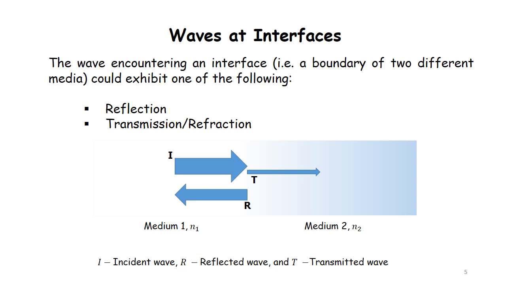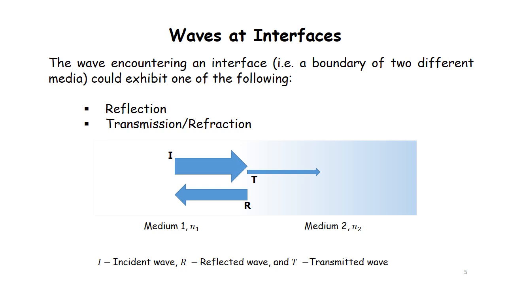So the wave propagating in medium 1 encounters a boundary, and I didn't put a line, but you will see I intentionally faded it. You will see the changes in the property of the medium. At this point it is lighter, then we have white, then we have blue, just to illustrate the change in the medium. And this is what happens.